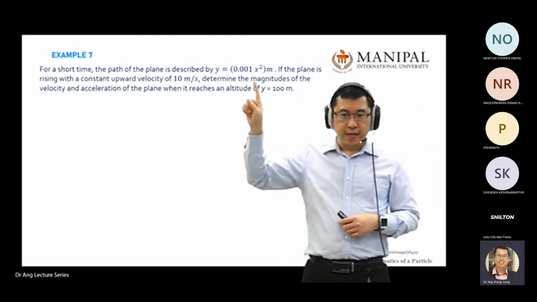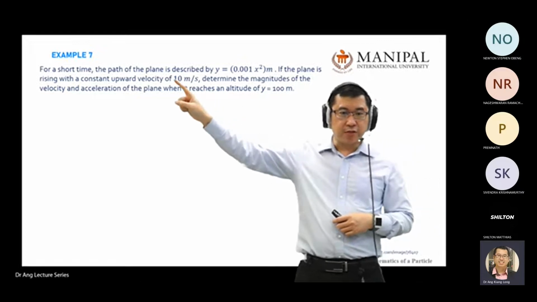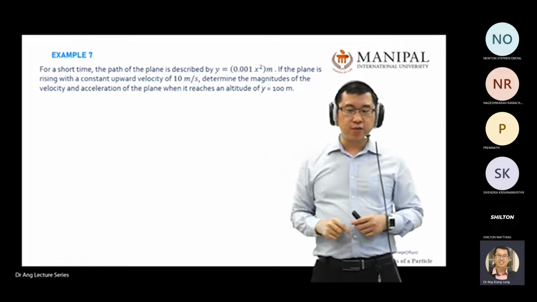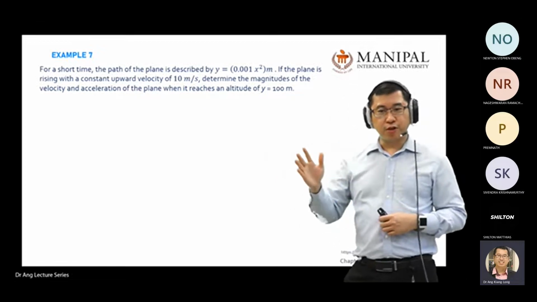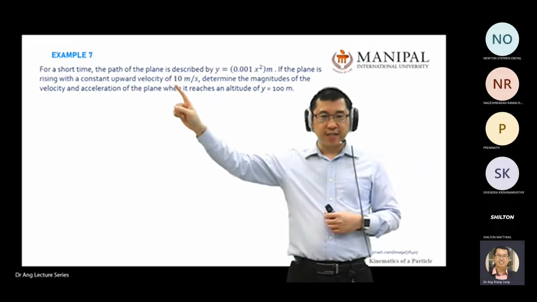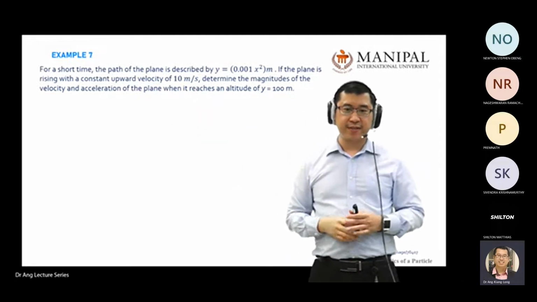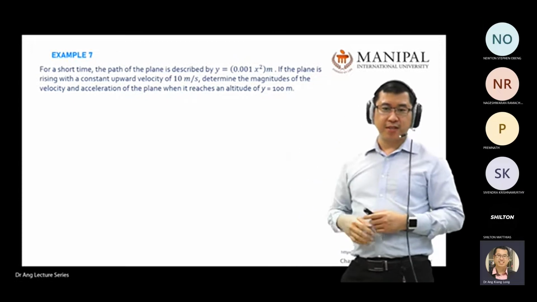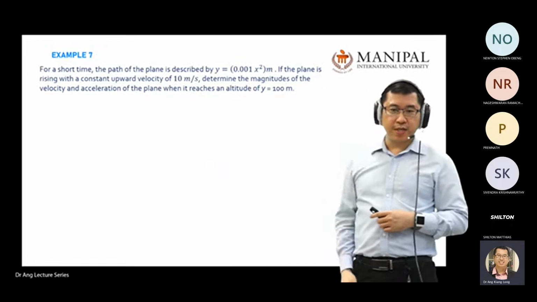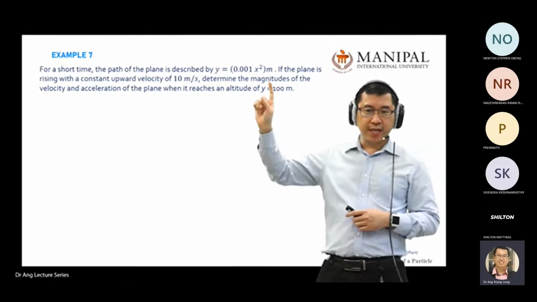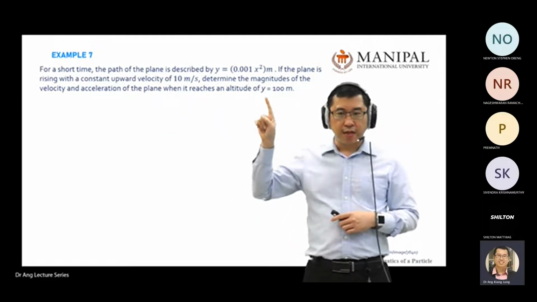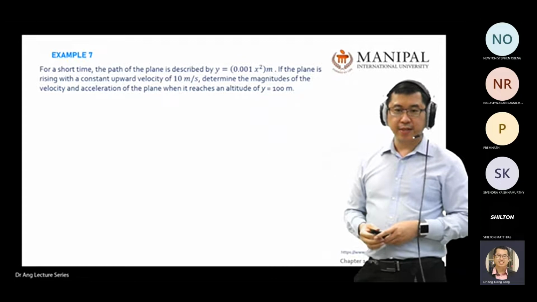So again, back to this statement, if the plane is rising with a constant upward velocity, are you able to fill in this one? Your V, you have three components: Vx, Vy, Vz. So this one should be Vy, right? Velocity going upward. So you have your Vy equal to 10 meter per second. You have your y equation, and it asks you to find the magnitude of the velocity and acceleration at that particular y.